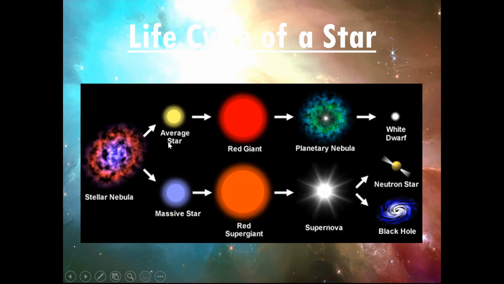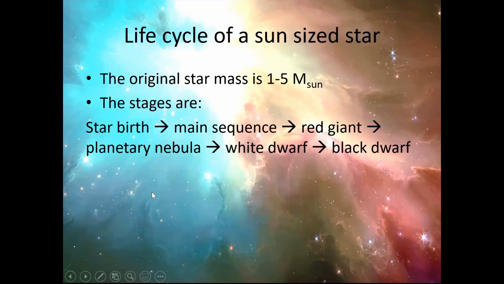So what we'll do is we'll start looking at this pathway and then we'll look at this pathway. A sun-sized star has a mass of between 1 to 5 suns. That unit just means that, for example, 1 sun is the mass of one of our suns. 2 suns would be basically double the size.